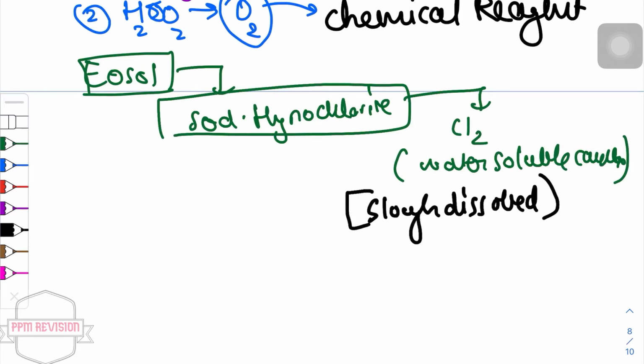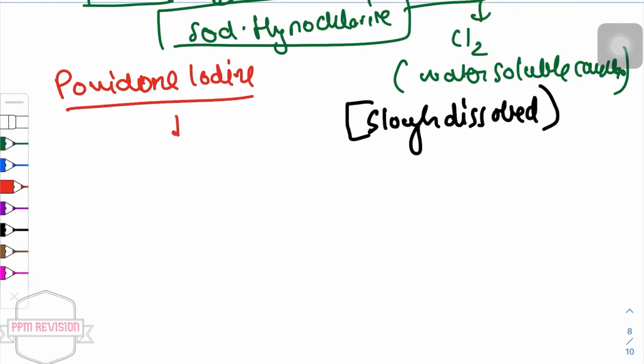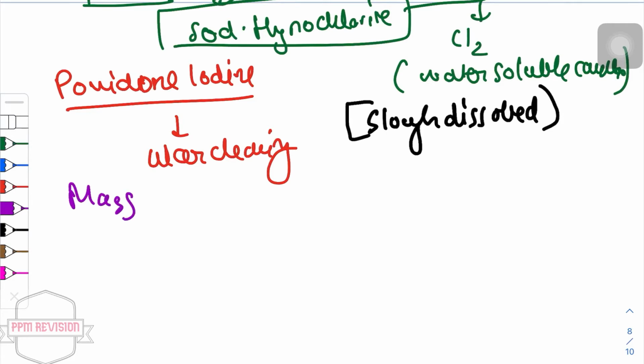The use of povidone is also done. Povidone is iodine, and it is used in ulcer cleaning. In case maggots are present in the wound, which cause a crawling sensation, they are removed using turpentine solution.